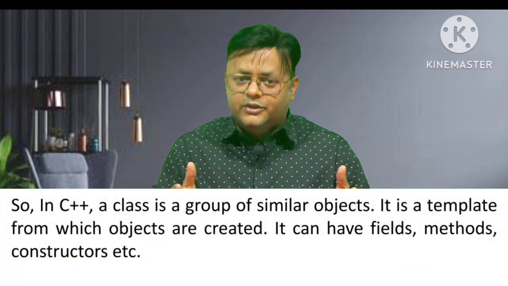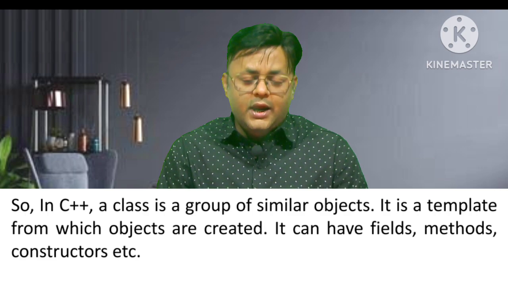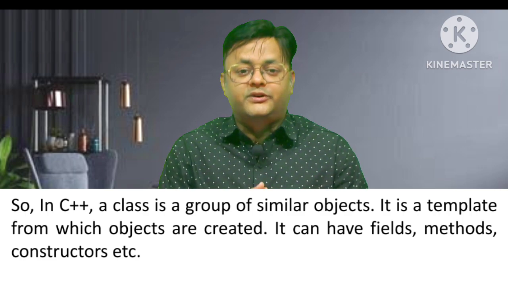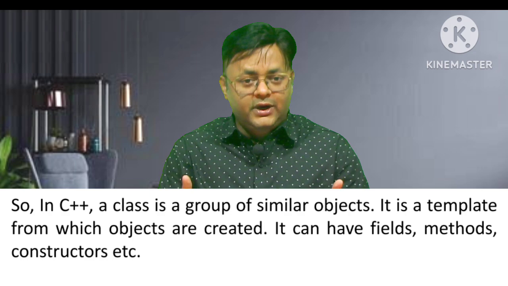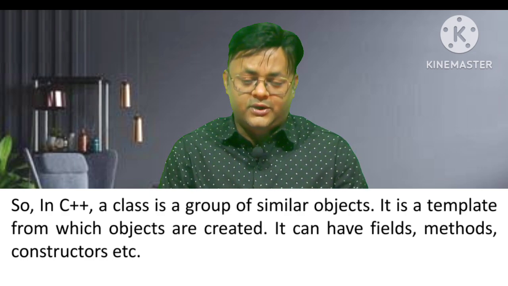For example, consider the class of cars. There may be many cars with different names and brands, but all of them will share some common properties, like all of them will have 4 wheels, speed limit, mileage, etc. So here car is the class and wheels, speed limits and mileage are their properties. So in C++, a class is a group of similar objects. It is a template from which objects are created. It can have fields, methods, constructors, etc.